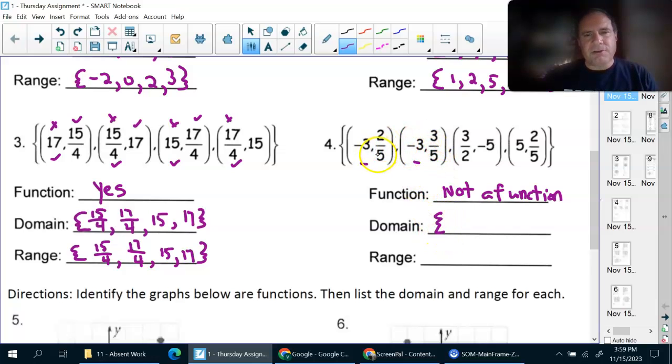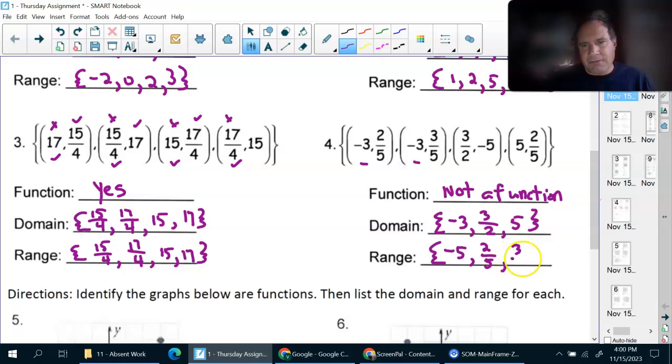So when we list this domain, we have a -3 first. We are not going to list the second -3. Then we're going to go 3 over 2. That's next. And then 5 is the greatest number there. The range is a list of all the y's. So we're going to list the -5 first because that's the least. Then the 2 over 5. And then the 3 over 5, listing from least to greatest.